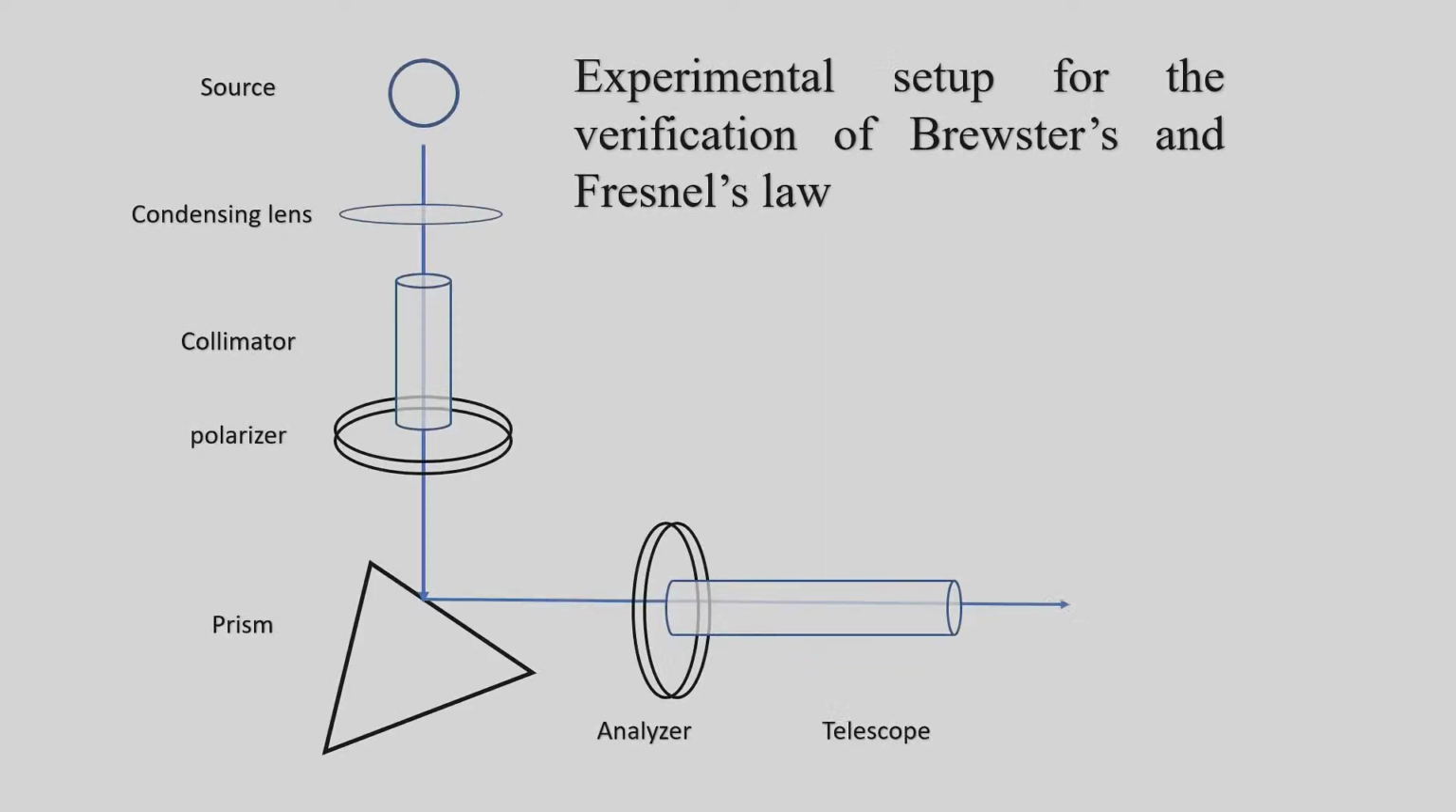So the experimental setup consists of a source. We've used a sodium vapor lamp as a source, a condensing lens to focus the image, a collimator and a polarizer mounted onto the collimator. The prism is used to reflect light coming from the source, and an analyzer is mounted onto a telescope. The analyzer is just another polarizer, mounted onto the telescope, and the image is viewed through the telescope.